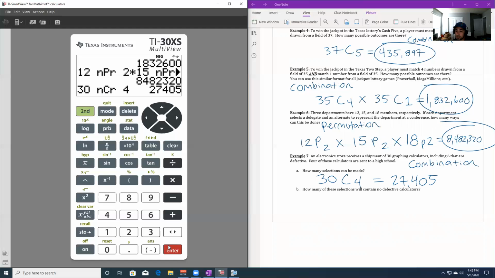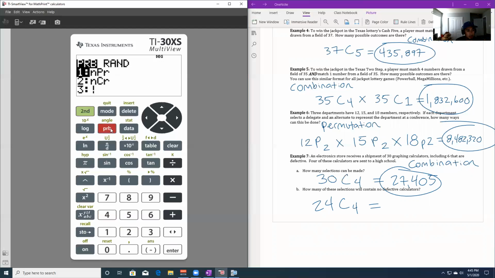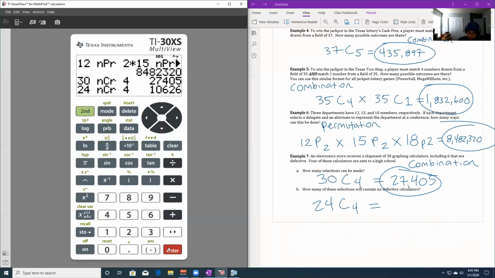How many of these selections will contain no defective calculators? Well, if 6 calculators are defective, this means that 24 calculators actually work. And this means the 24 that are not defective, 4 of them will get sent to a high school. And to figure out how those will get sent, there are 10,626 possible ways to select no defective calculators.